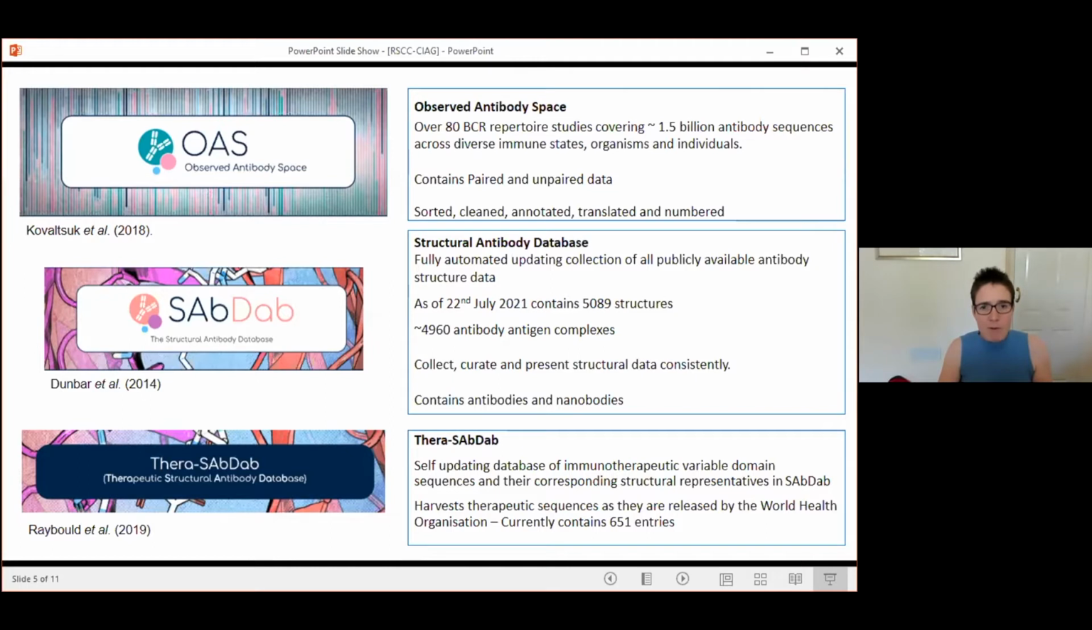So we needed a different mechanism to allow us to do that. And once again, we clean it and curate it to make sure it's consistently presented. And this is all done under an automatic system. There's just over 5,000 structures in there.